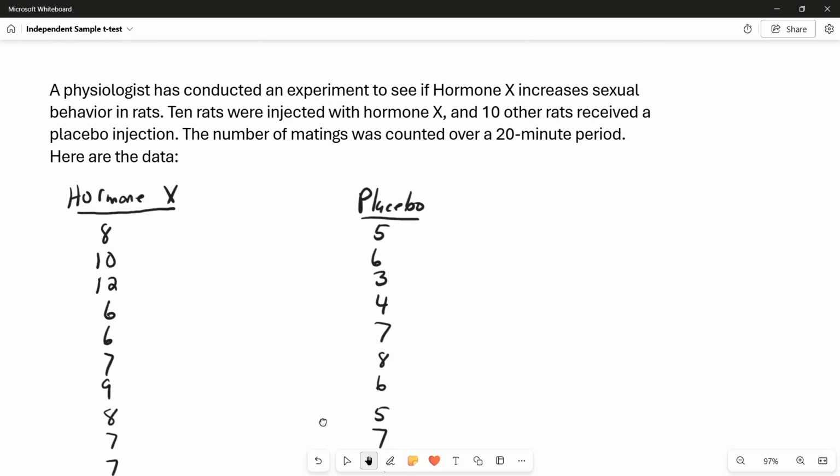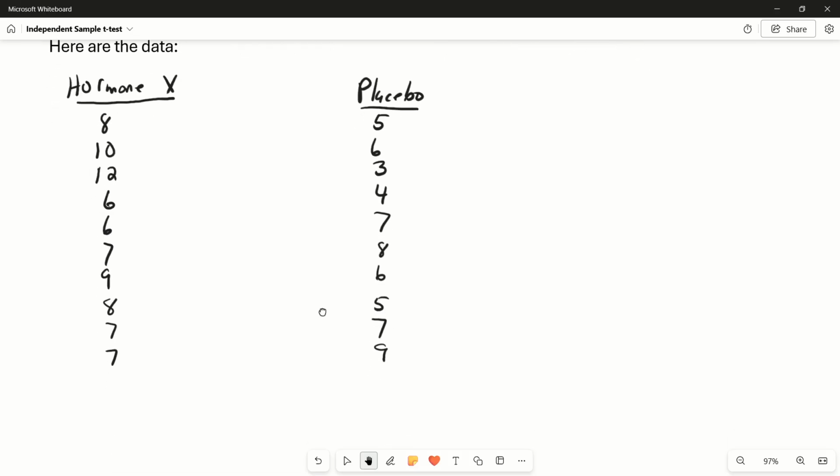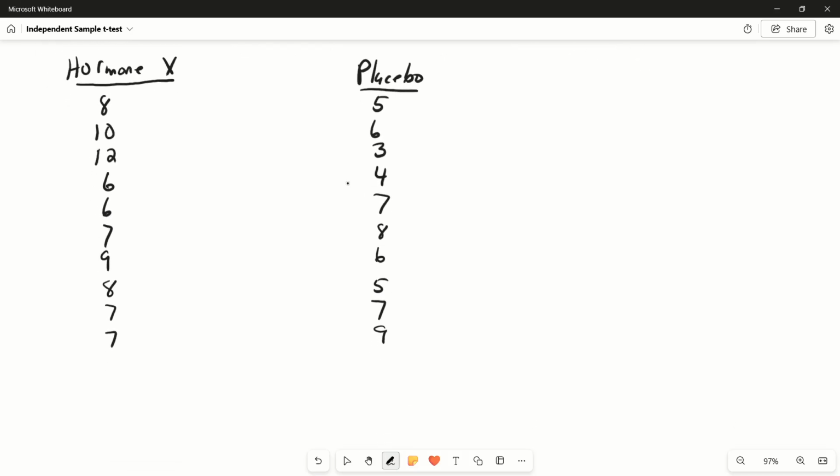Now it looks like we're looking for an increase here, so it's going to be a directional hypothesis. Our null is going to be: hormone X has no effect on rat mating behavior.